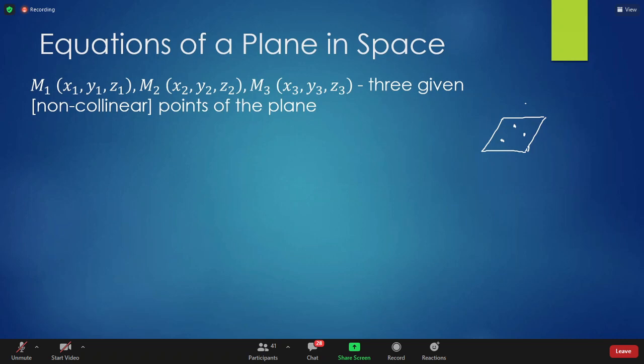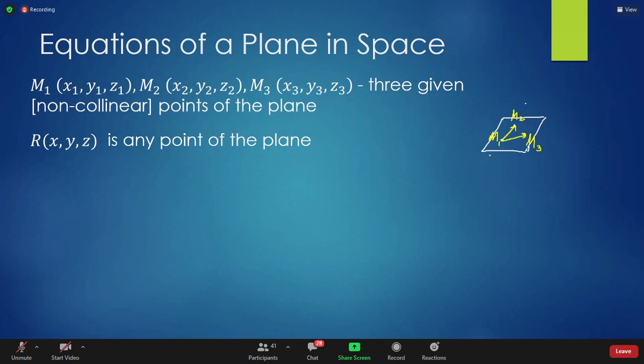Now, how do we deal with the equation of this kind of plane? So if we know 3 points of the plane, how do we write the equation? So in principle, again, we would take the points M1, M2, M3. Let me mark them: M1, M2, M3. And we might think of 2 vectors, M1M2 and M1M3.